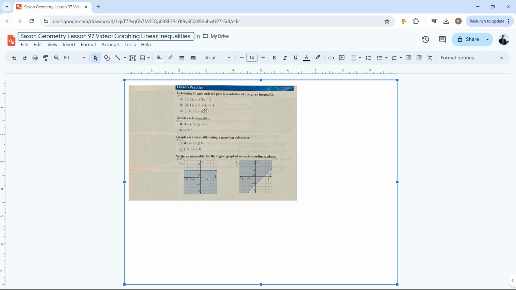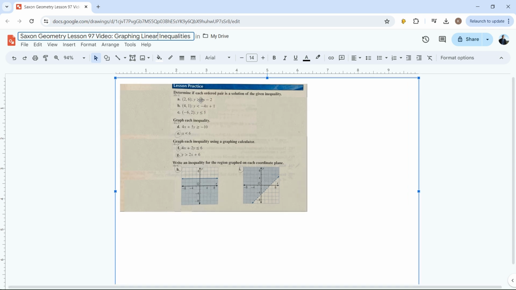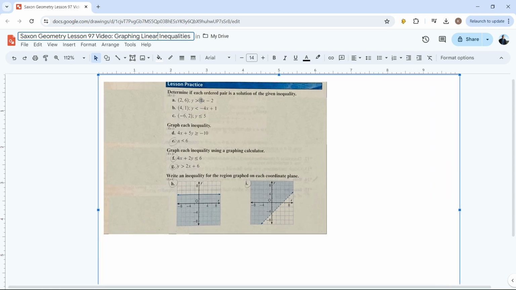We're going to learn how when we graph with two variables, we're no longer going to be on the number line. We're going to be on the coordinate plane, and we're going to see what that looks like as we go through this lesson. Okay, so the first three questions are actually quite easy. We need to determine if each ordered pair is a solution to the given inequality. So is (2, 6) a solution to y is greater than 3x minus 2?